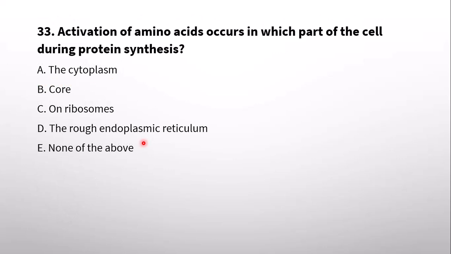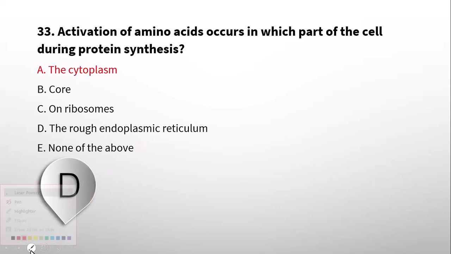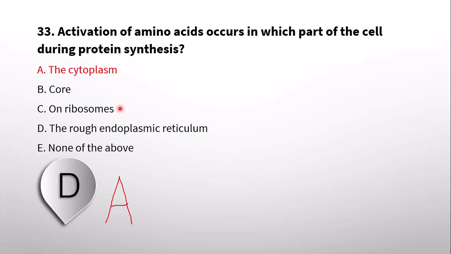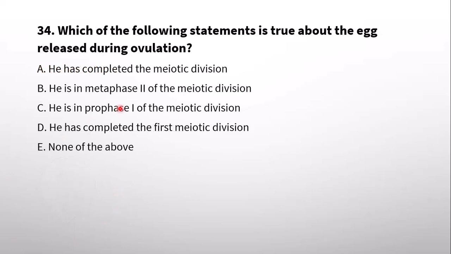Activation of amino acids occurs in which part of the cell during protein synthesis in the cytoplasm? A, not D. Again, I'm really sorry about the errors. Yes, really hope to get better next time. 34.